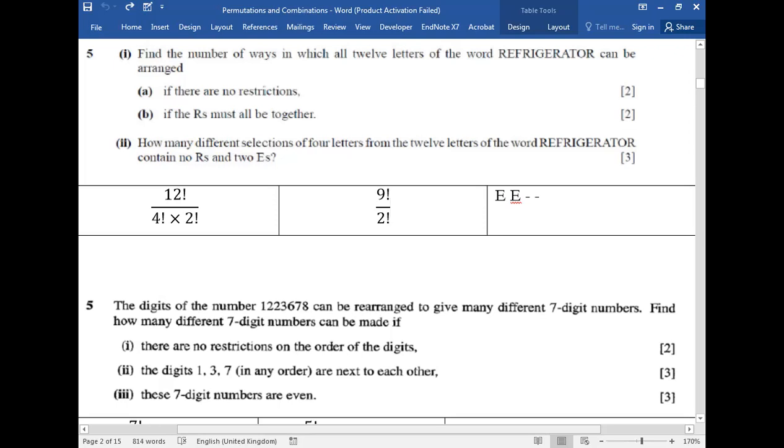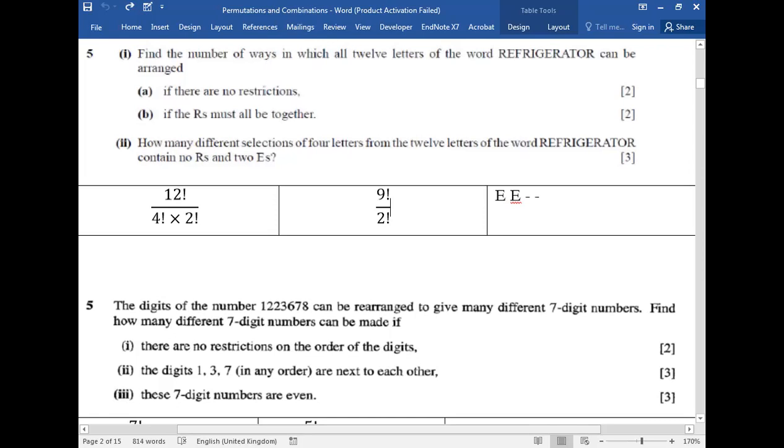The digits of the numbers 1, 2, 2, 3, 6, 7, 8 can be arranged to give many different 7-digit numbers. Find how many different 7-digit numbers can be made if there are no restrictions on the order of the digits. All seven have to be shuffled among themselves. Is that right? So, how many arrangements are possible?